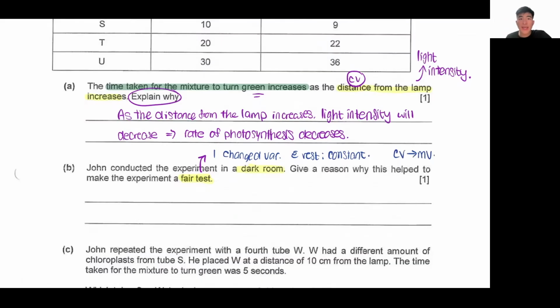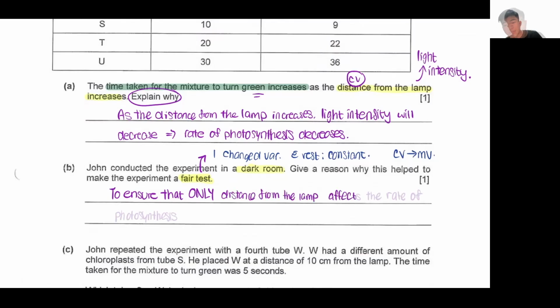So how do we answer this question? It is always CV affects the MV. This is what I have told you all this while. Whenever we answer this, we need to write down, it is always to ensure that only the change variable, the distance from the lamp, affects the MV, the rate of photosynthesis, and that the lamp is the only light source. I need you to be able to see this for part B.